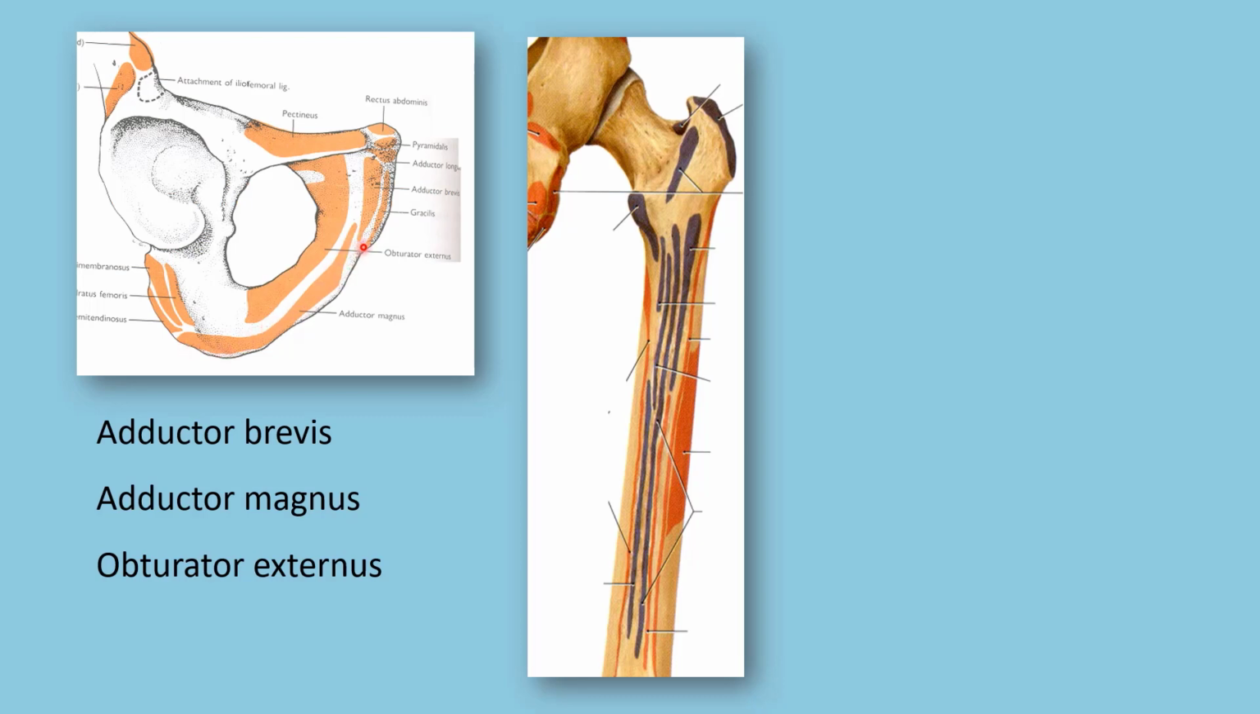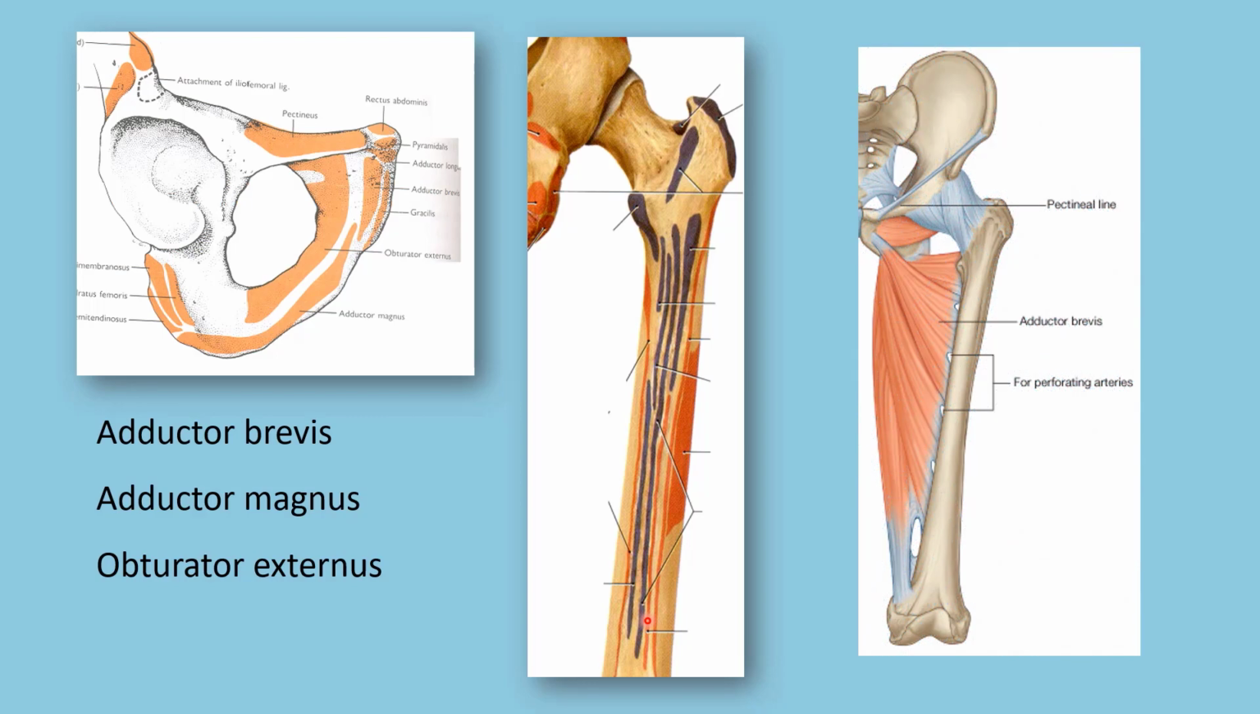This is the origin. Insertion of adductor magnus is here. The whole of the linea aspera, most laterally among all these, and it extends till the adductor tubercle. You can see here the whole of the back of the femur shaft is getting insertion of adductor magnus, a very widespread muscle. And this is the insertion of adductor brevis.